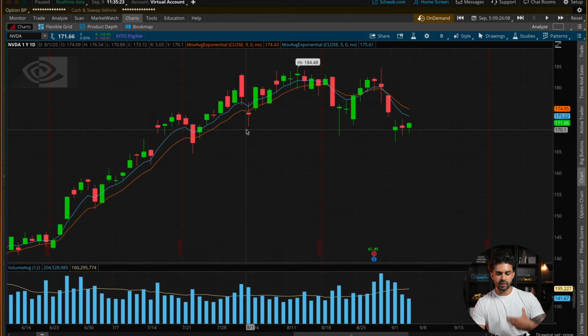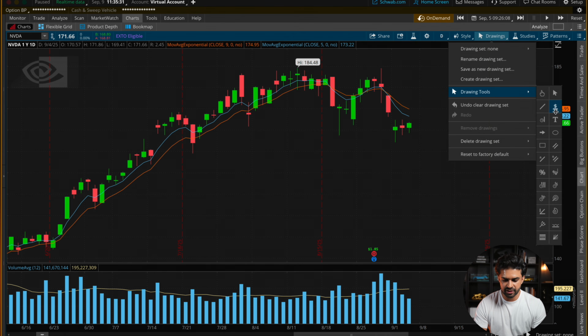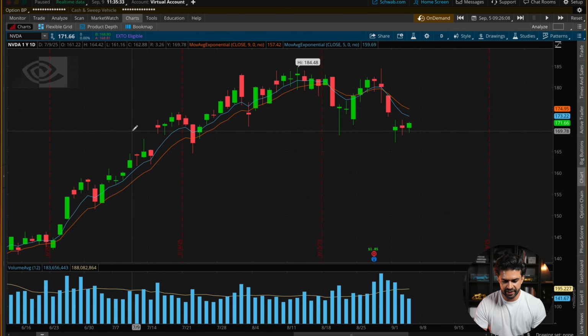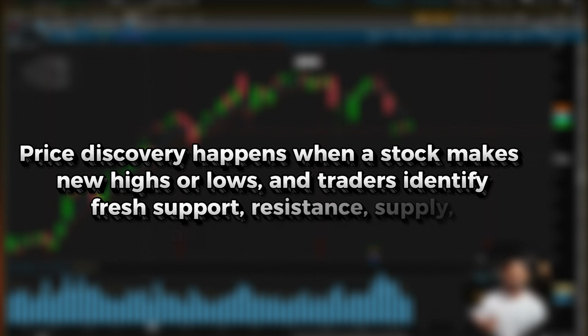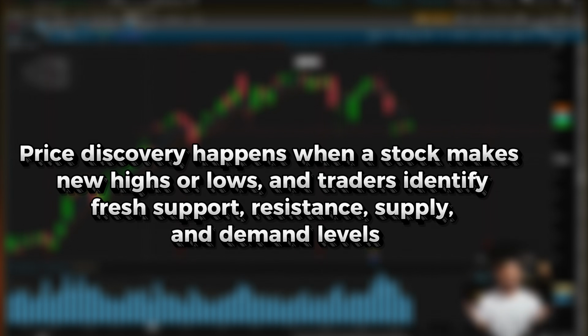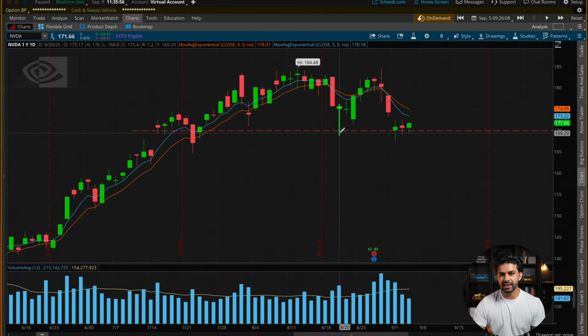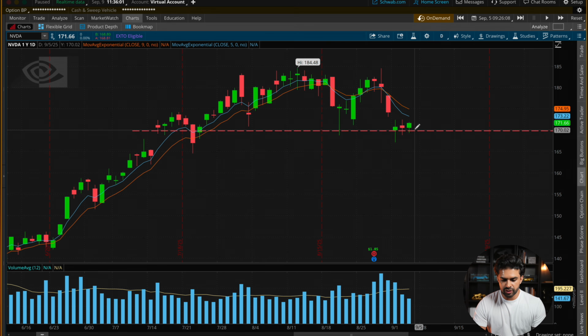Now, the first thing before you jump into considering taking the trade is going to be key levels. So the first major level we have is going to be around this 170 level, right? Now, when stocks are making new highs, there's something called price discovery. This is a term that traders use when price is testing a new level, and during that price discovery, we have to find new support and resistance levels or new supply and demand levels. So usually these levels change as the stock tests those levels multiple times, right? So for now, we're going to use the 170.